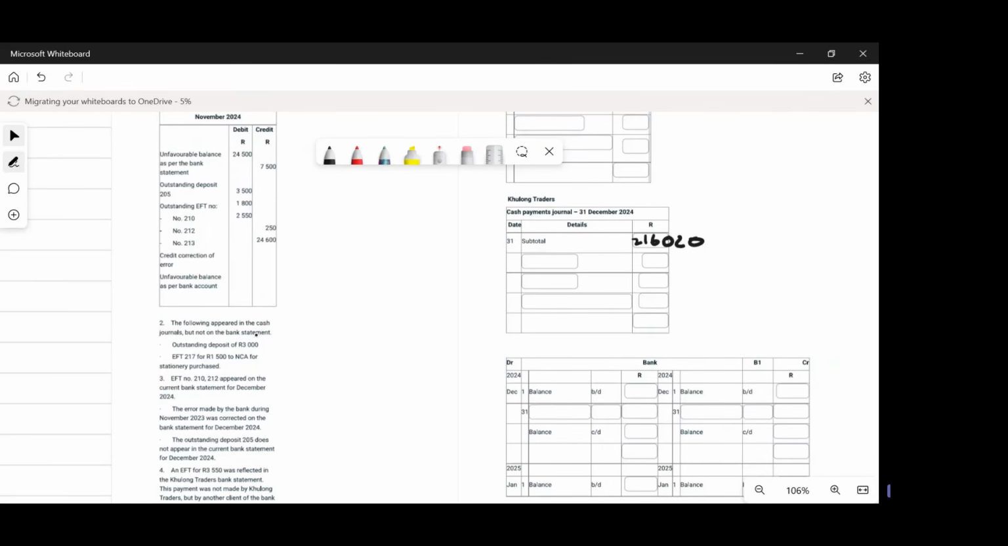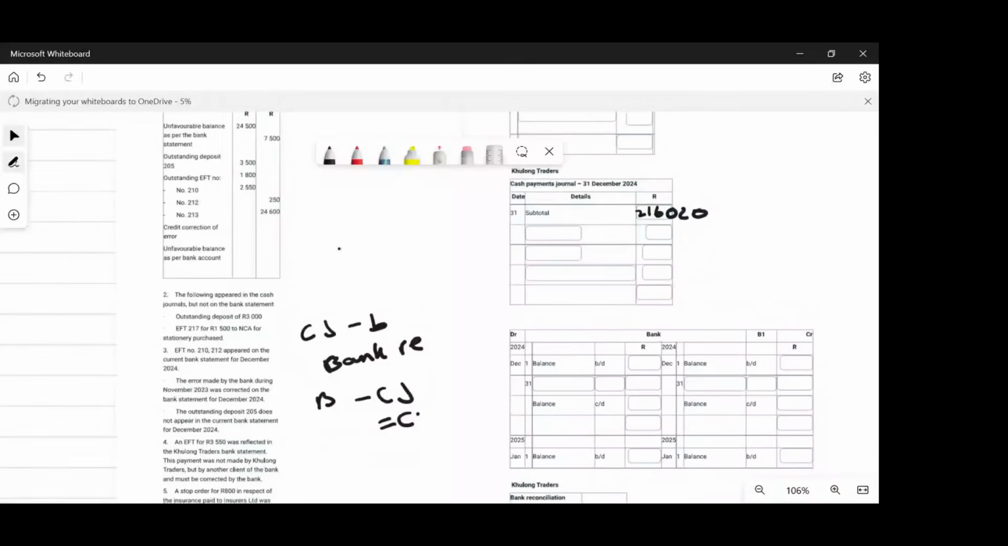Here they say the following appeared in the cash journals but not on the bank statement. So if things appear on the cash journals but not on the bank statement, they are recorded in the bank recon. But if they occur on the bank statement and not in the cash journals, they are recorded in the cash journals. Now you just need to figure out whether it is a cash payments journal or a cash receipts journal. So here they told you that there was an outstanding deposit of 3,000, and an EFT for 1,500 to NCA for stationery purchased. And then EFT number 210212 appeared on the current bank statement for December 2024.